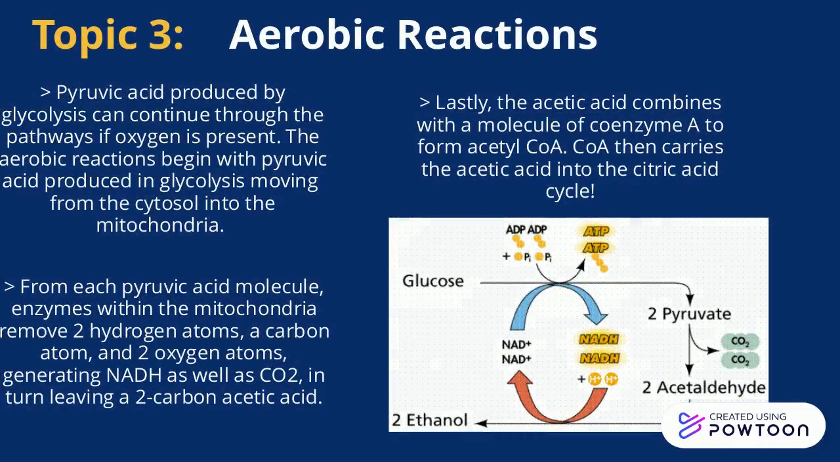Continuing from the previous slide's text, pyruvic acid produced through glycolysis can continue through the pathways as if oxygen is present. From each pyruvic acid molecule, enzymes within the mitochondria remove 2 hydrogen atoms, a carbon atom, and 2 oxygen atoms. Lastly, the acetic acid combines with the molecule, which then carries it into the citric acid cycle.